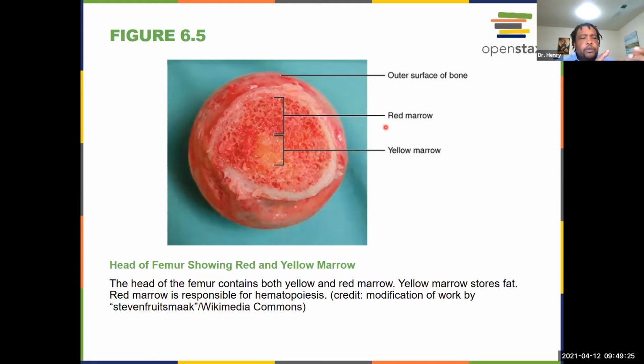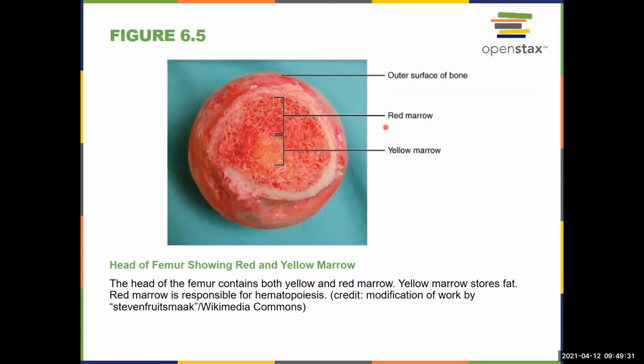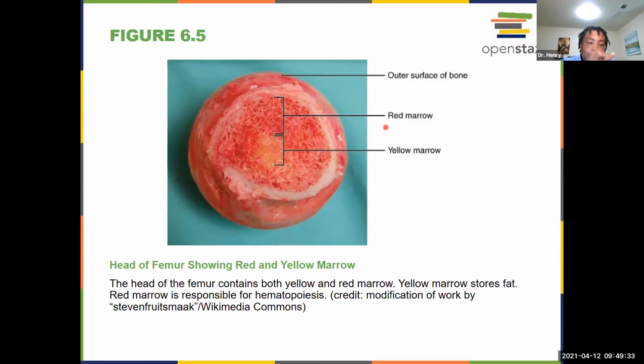And what do we use fat storage for? Keep us warm. Keeps us warm, yeah. Anything else? Energy. Yeah, so it's storage of energy, which we use for keeping warm and things to that extent.